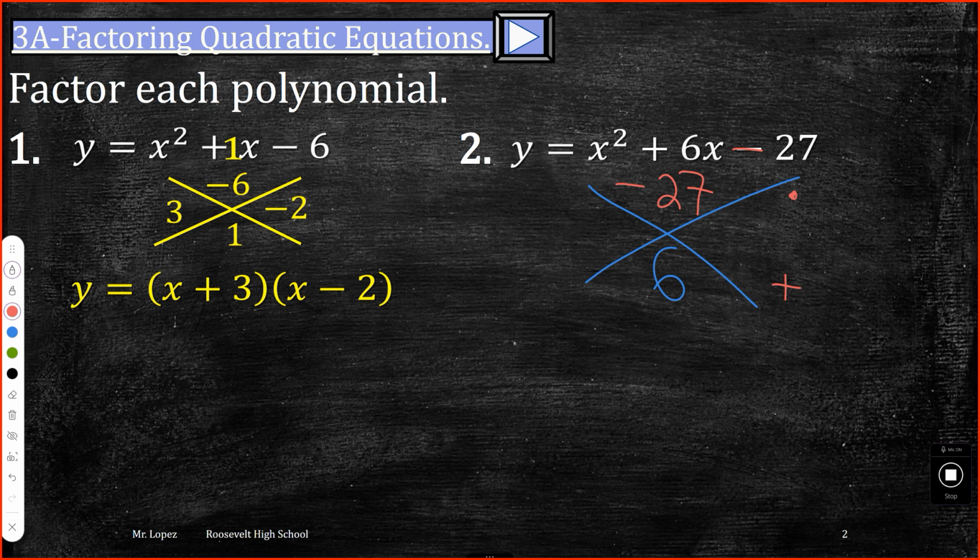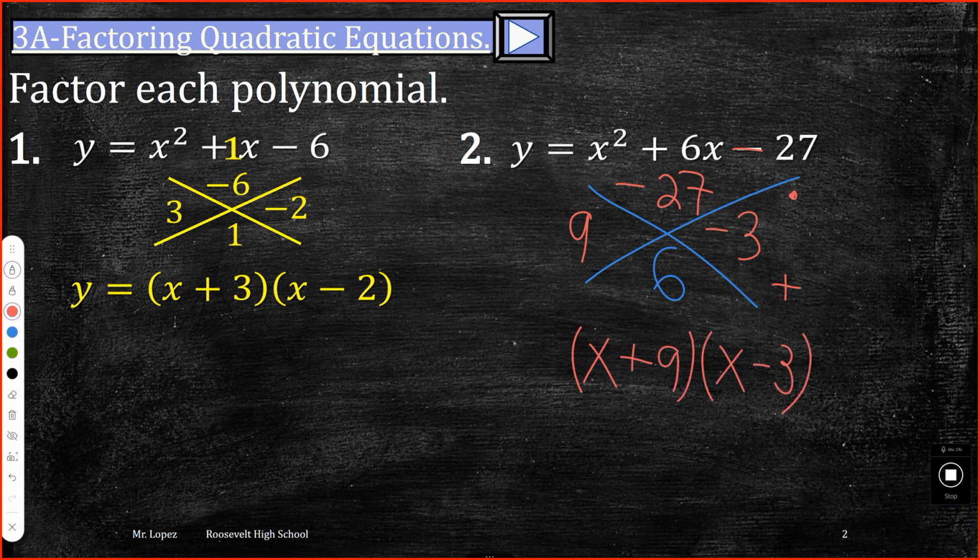9 and 3, yeah. The way I go about it is just put the numbers. It has to be some 9 and 3 for sure. Which one is negative though? It has to be negative 3, yes? That's the way I do it, and then I go through it. 9 times negative 3 is negative 27. 9 plus negative 3 is 6, or 9 minus 3 is 6. And we got the answer to be x plus 9, x minus 3.